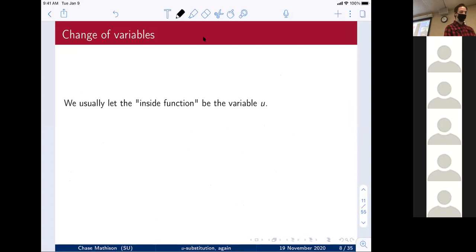So we actually are going to see why it's called a U substitution, okay? So trying to match up g and f is fine. What most people normally do is they let the inside function be called u. And this is why it's called a u substitution. It's as stupid as that. We usually call u g of x.